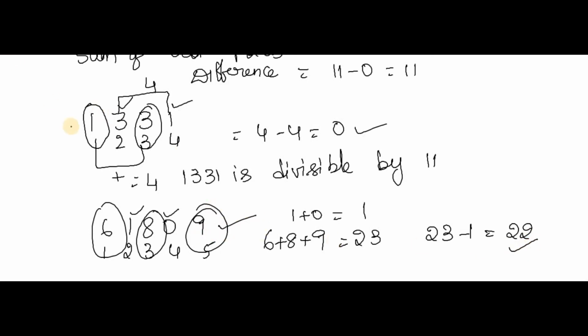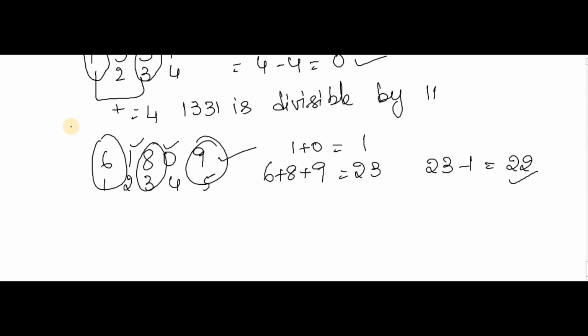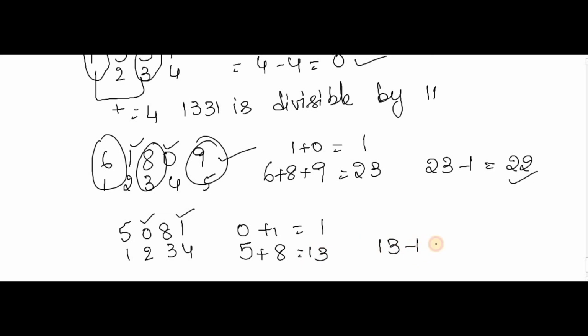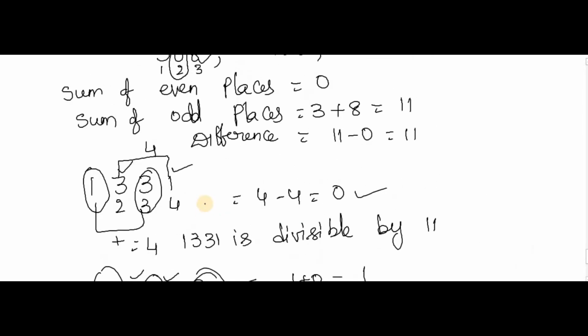Okay. Now we will solve one more question and then I will stop this. 5, 0, 8, 1 and this 1, 2, 3, 4. Even places are 0 plus 1 is equal to 1 and odd places 5 plus 8 is equal to 13 and the difference 13 minus 1 is equal to 12. It is not a multiple of 11 and it is not 0. So that is the reason 5081 is not divisible by 11. Okay, do you understand the divisibility rule of 11?